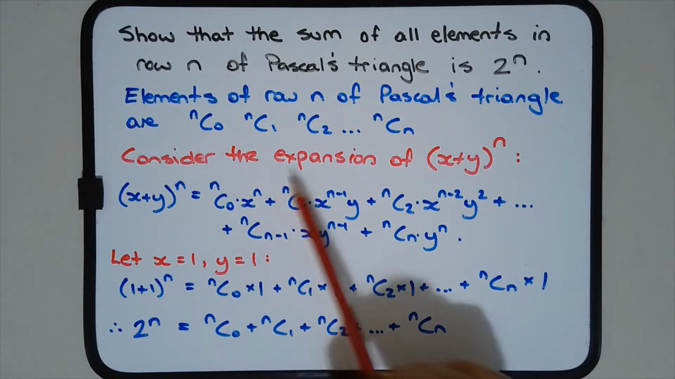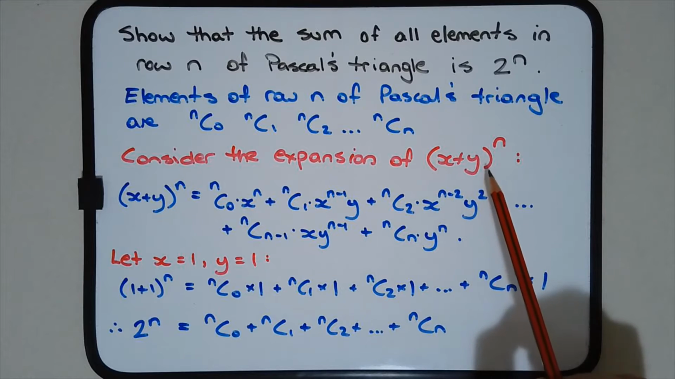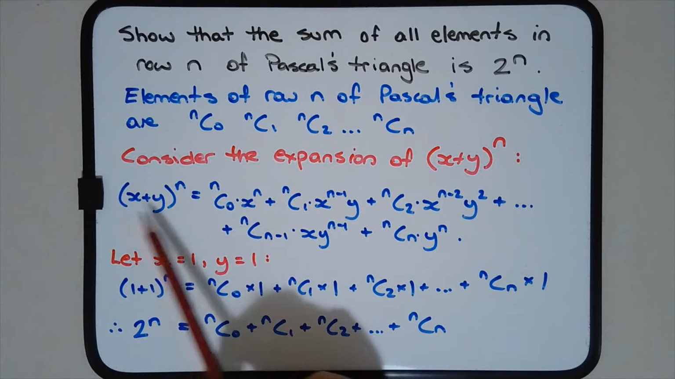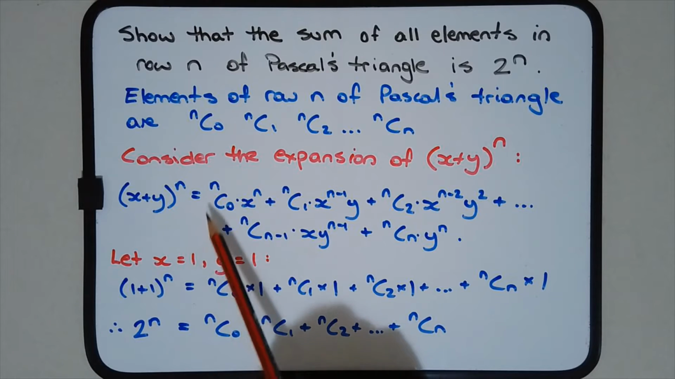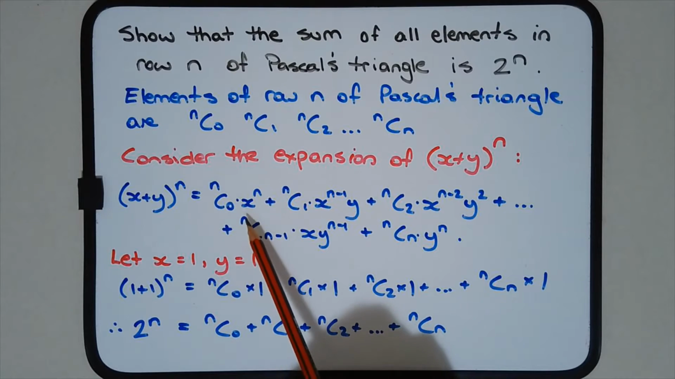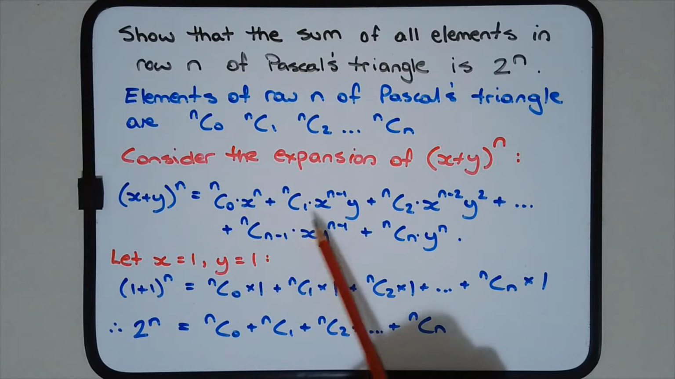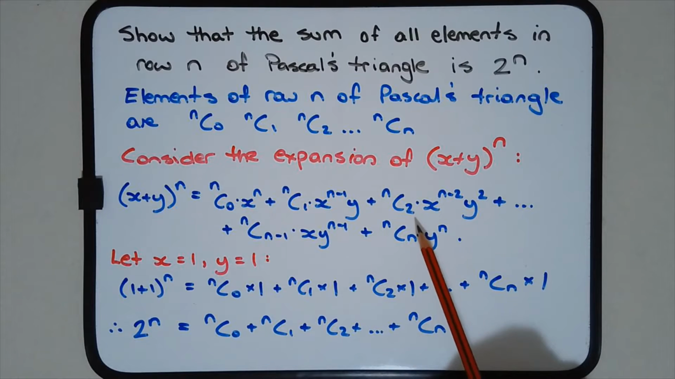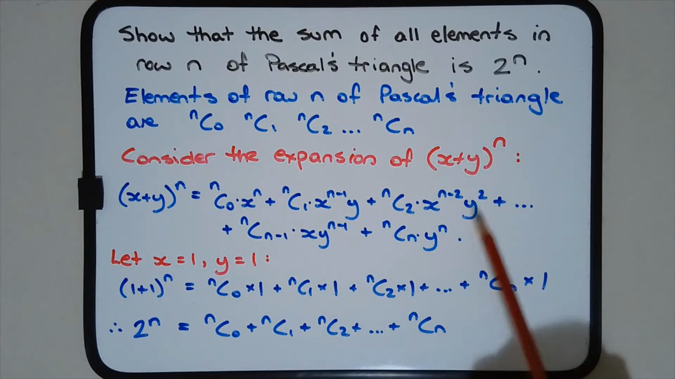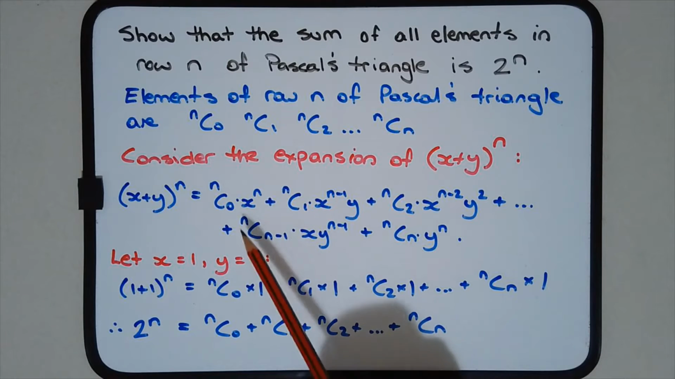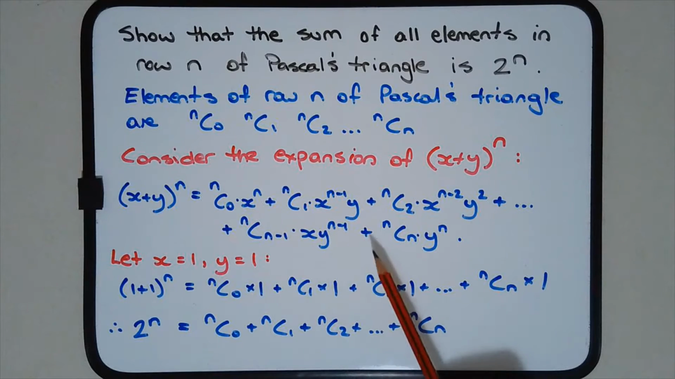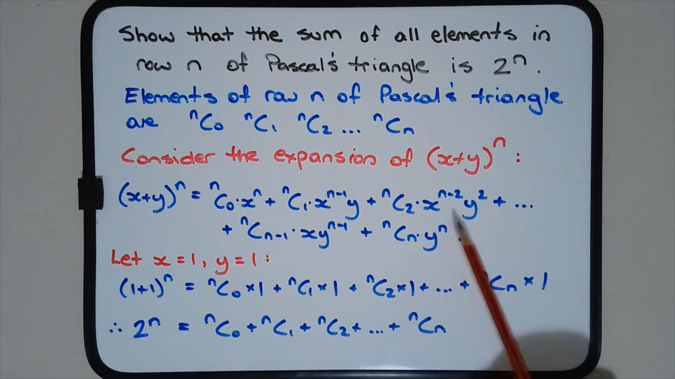Now let's consider the expansion of (x plus y) to the power of n. By the binomial theorem, (x plus y)^n is equal to nC0 x^n plus nC1 x^(n minus 1) y plus nC2 x^(n minus 2) y squared plus ... and the second last term, nC(n minus 1) x y^(n minus 1), plus nCn y^n.